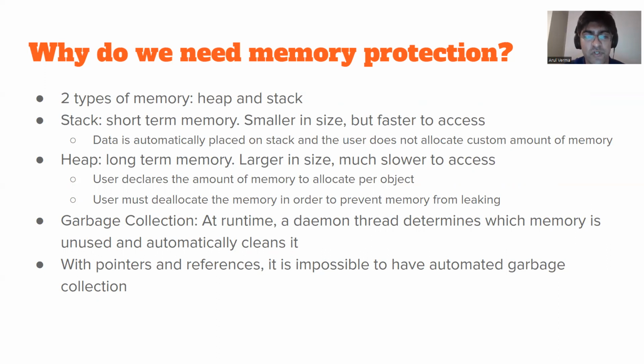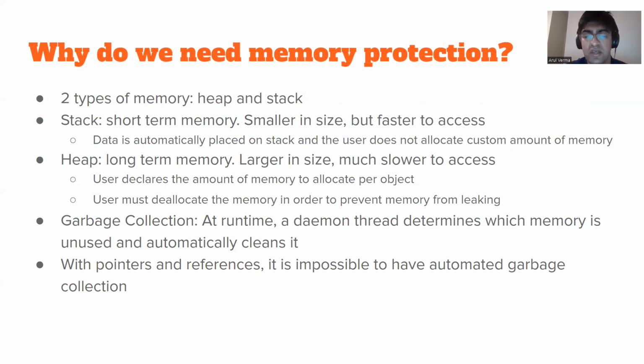It goes in the heap, which is your long-term memory. It's much larger in size, but it's a lot slower to access in comparison. And the user must declare the amount of memory to allocate per object. Now, of course, arrays and tuples are handled by the compiler because it just reads through each variable type. But for vectors especially, you have to declare how much memory to allocate. And you do that with the keyword new.